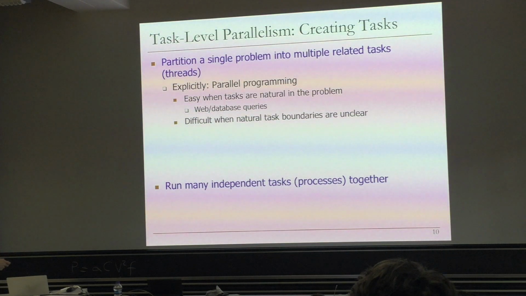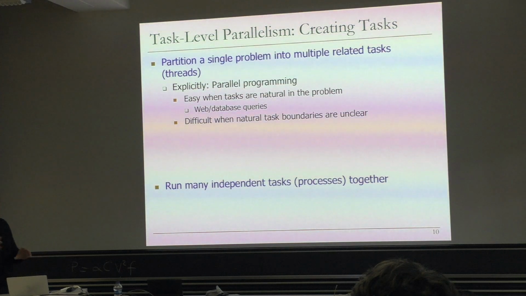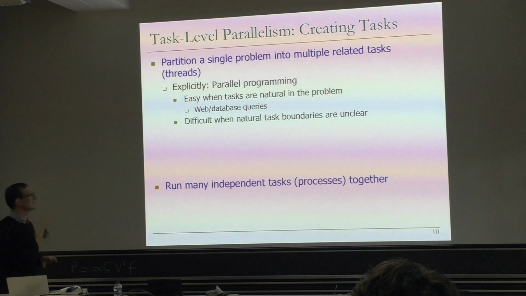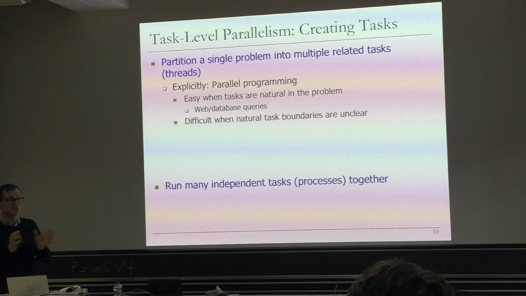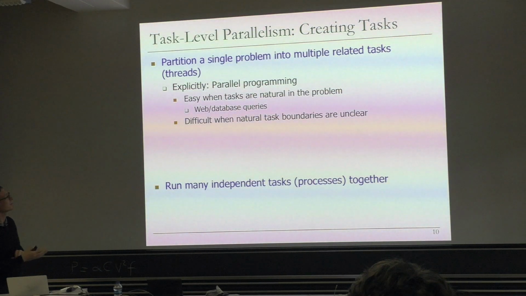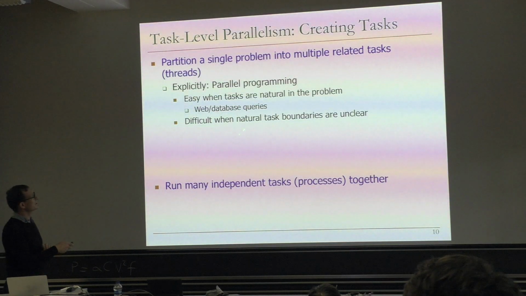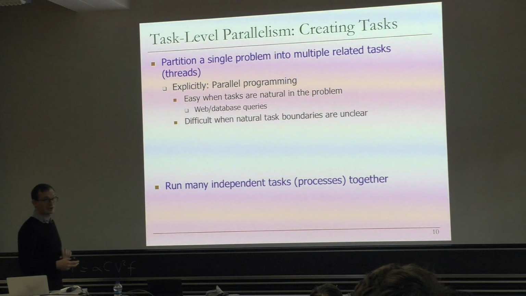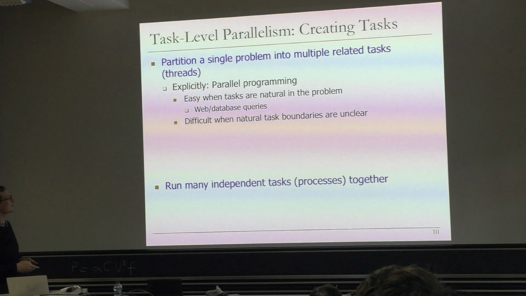So clearly, how do you create the tasks? You can create the tasks explicitly as the programmer or the compiler. Basically, something that takes the problem and partitions the algorithm into multiple tasks. And this is easy when the tasks are natural in the problem, clearly, right? Like some queries, maybe natural. But this is difficult when the natural task boundaries are not clear. And that becomes a problem when you are doing parallel programming. And we've kind of seen that in the bottleneck exploration part.